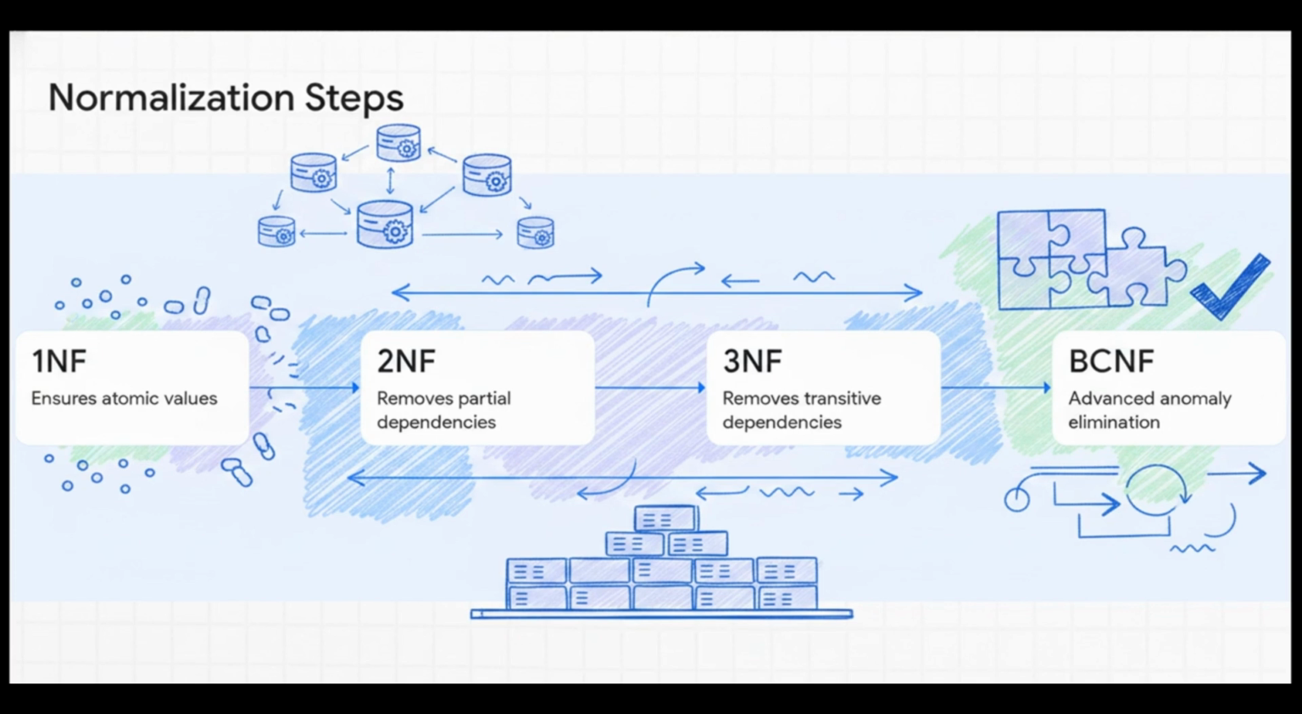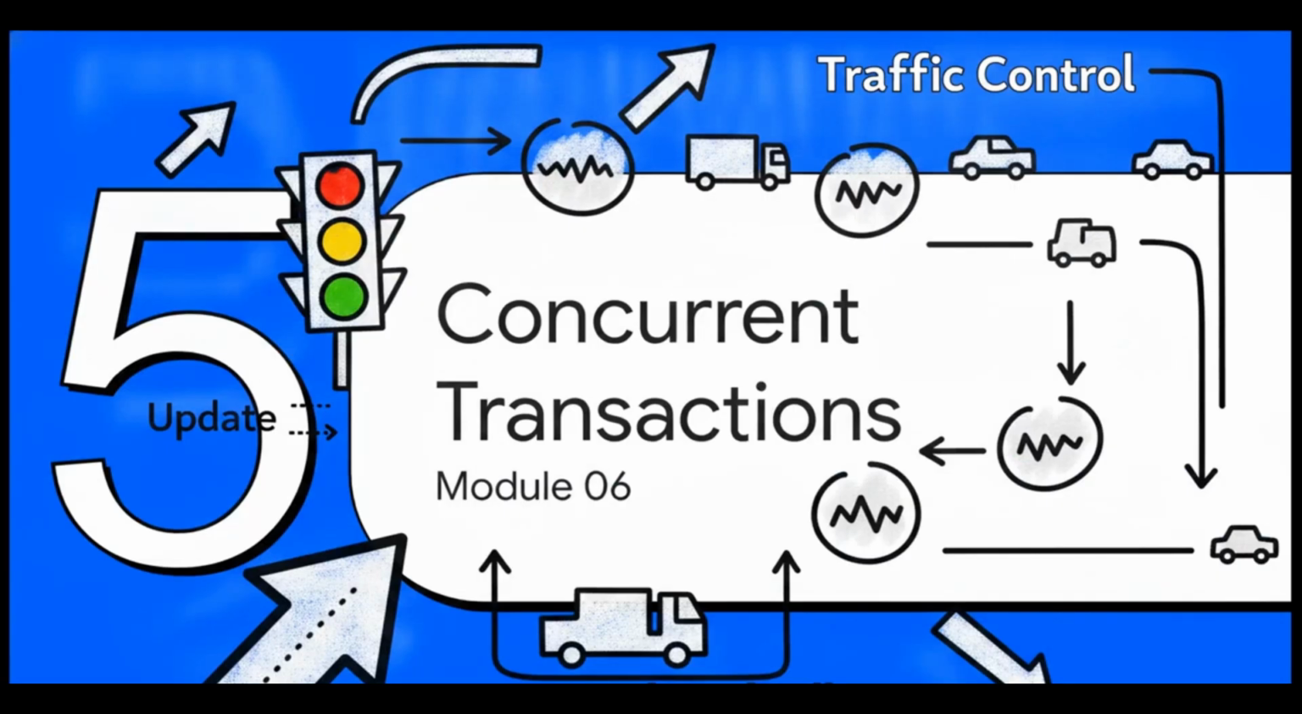Now we arrive at Module 5, Normalizing Relational Schemas. Think of normalization as your ultimate organizational tool for cleaning up messy, redundant data. It's a very systematic step-by-step process where we apply specific design guidelines based on what we call functional dependencies. We start at the first normal form to ensure atomic values, and then smoothly progress through the second and third normal forms. Eventually, we reach the advanced Boyce-Codd normal form, or BCNF.